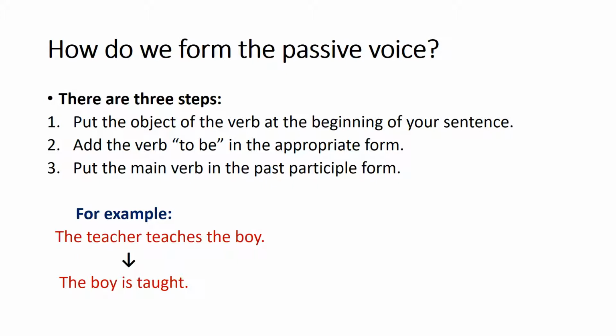For example, the teacher teaches the boy. So our object here is the boy. We are bringing the boy at the beginning. Then is our form of the verb to be, and taught is our past participle form of the verb. So we have the boy is taught by the teacher.